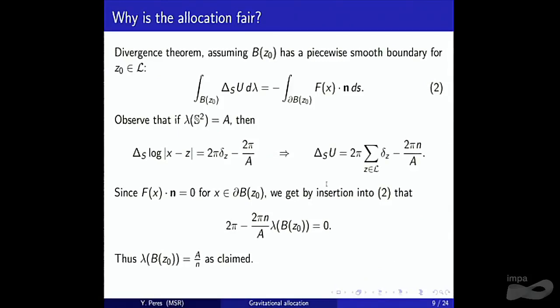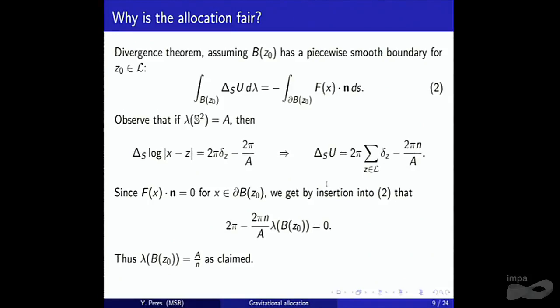But because we're on the sphere, there's actually a curvature term. So again, this is just a calculation of derivatives. And you get 2 pi times this Dirac minus 2 pi over a. So let's call a the area of the sphere. Eventually, we want to set a equals n. But now it's clearer if we call these variables different names. Okay, so this is a calculation, the Laplacian of the log. So the Laplacian of the potential U will just be a sum of these terms over all the stars. So you get 2 pi times this sum minus 2 pi n over a.